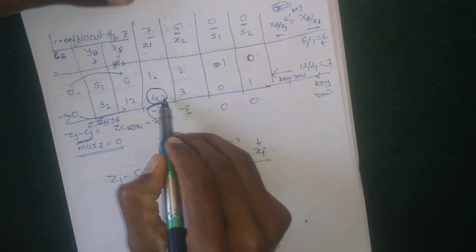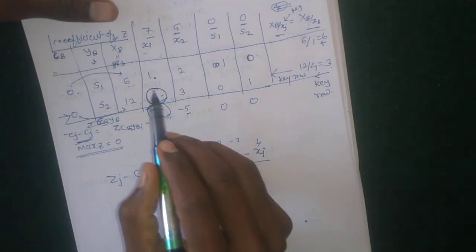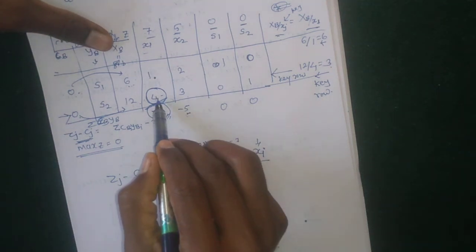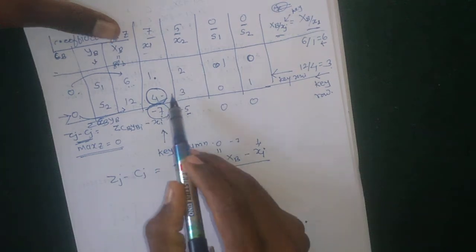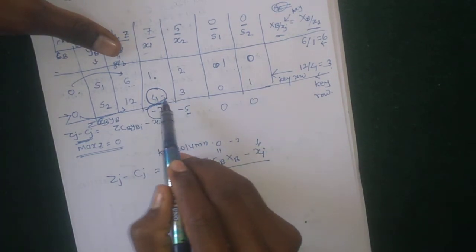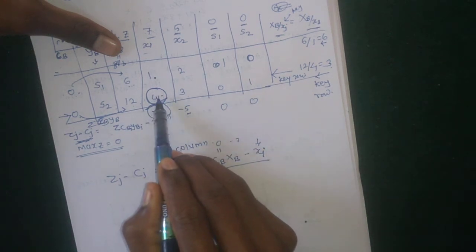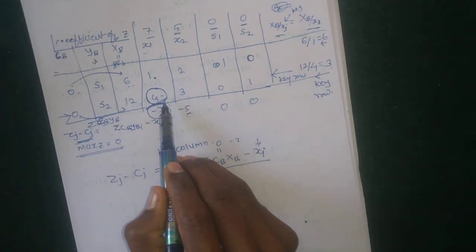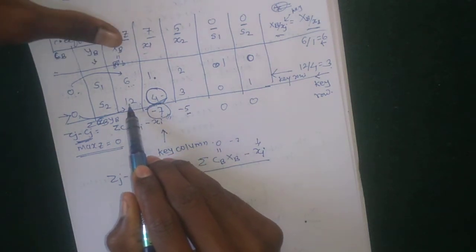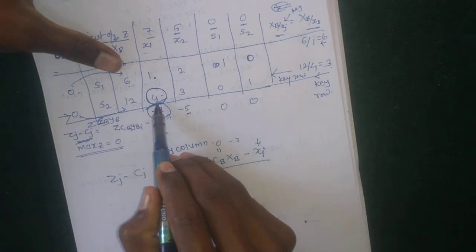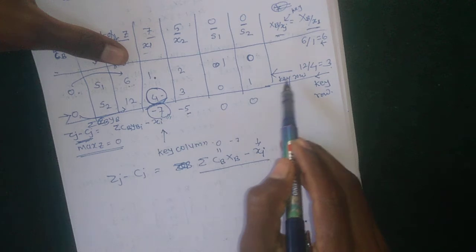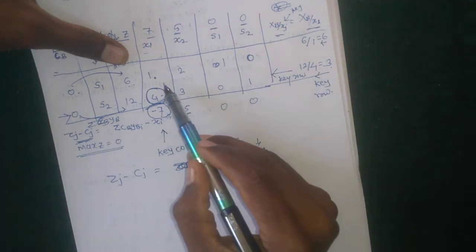If this leading element is 1, then there is no need to convert. But here the leading element is 4. So convert this leading element by multiplying this whole row by 1 by 4, so the leading element converts from 4 to 1. Therefore 1 by 4 into 12 is equal to 3. Then 1 by 4 into 4 is equal to 1, and 3 by 4, 1 by 4 in this way.